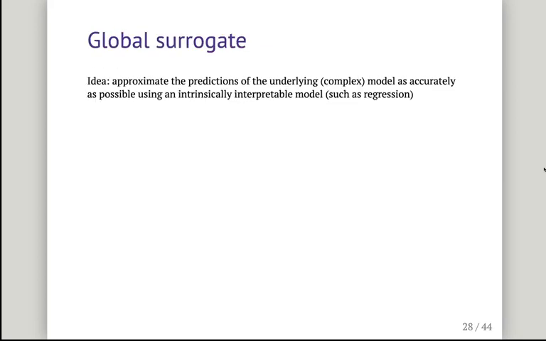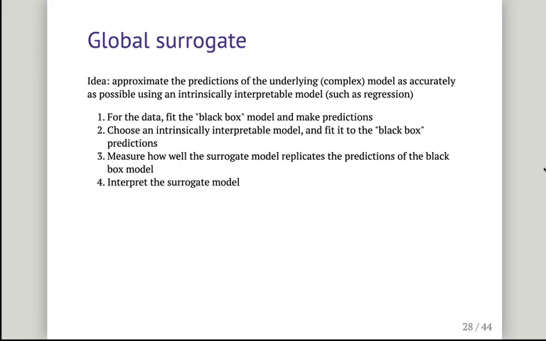Next, let's talk about global surrogate models. So the idea here is that we want to take the underlying complex machine learning model and try to approximate it as closely as we can with a model that has intrinsic interpretation, so a model that is much simpler.